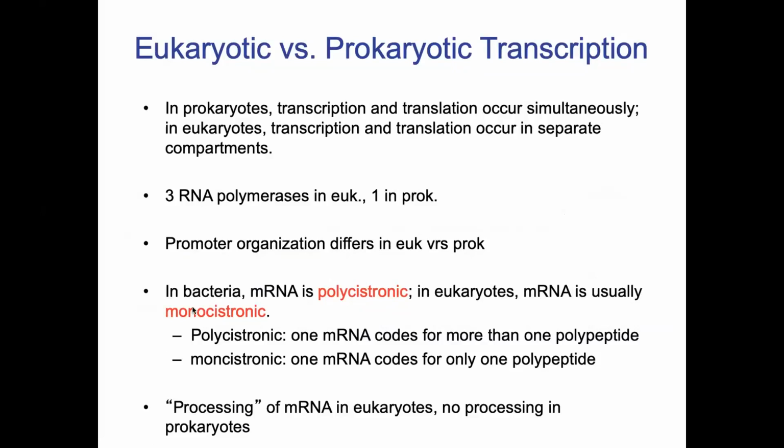However, a monocistronic mRNA will carry information for the production of only one protein or one polypeptide. So again, a fundamental distinction between the two different systems. And again, what that means is that the gene organization must be different. And we'll talk about that in just a second.